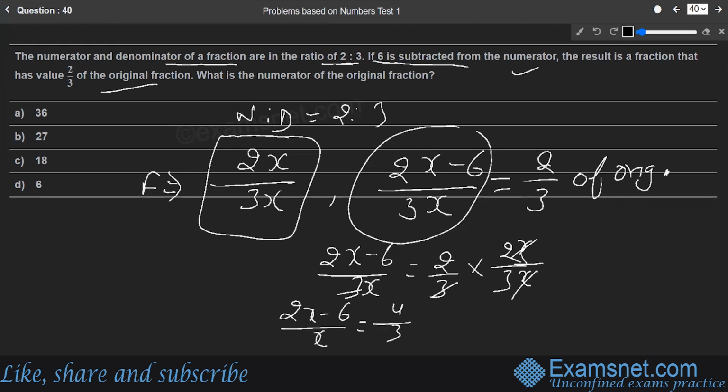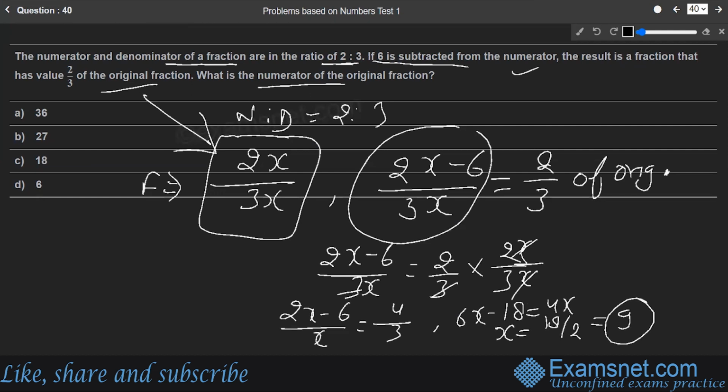If we do the cross multiplication, we get 6x minus 18 is equal to 4x. If we solve for x, 6x minus 4x is 2x, so the x value comes out to be 18 by 2, that is nothing but 9. With the x value as 9, we can find out anything. He's asking for the numerator of the original fraction. The numerator of the original fraction we had made to be 2x. So the numerator is nothing but 2 into 9, that is 18. So that is the right answer. Option C is the right answer.